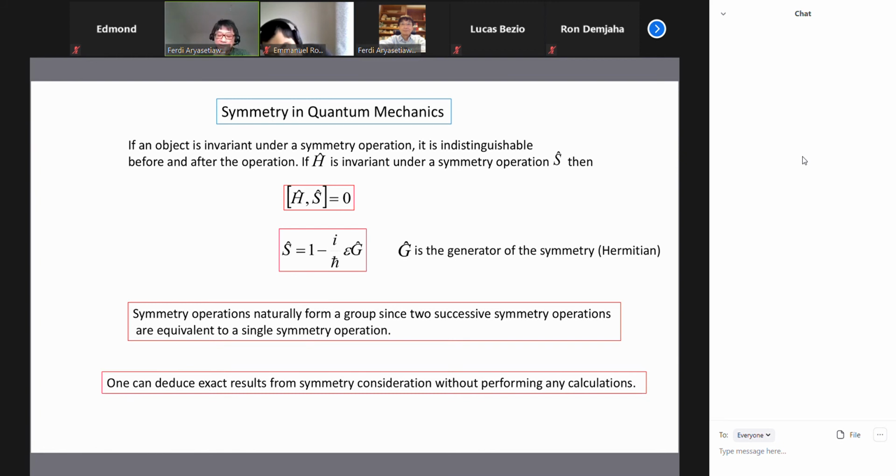And if the symmetry operation is continuous, like for example translation and rotation, which are the two most common symmetry operations, then the symmetry operation can be written in this way here using a generator. This is very much like what we had before with translation and rotation. In the case of translation, this G, the generator, is just the momentum operator, whereas for the rotation, the G is the angular momentum operator.